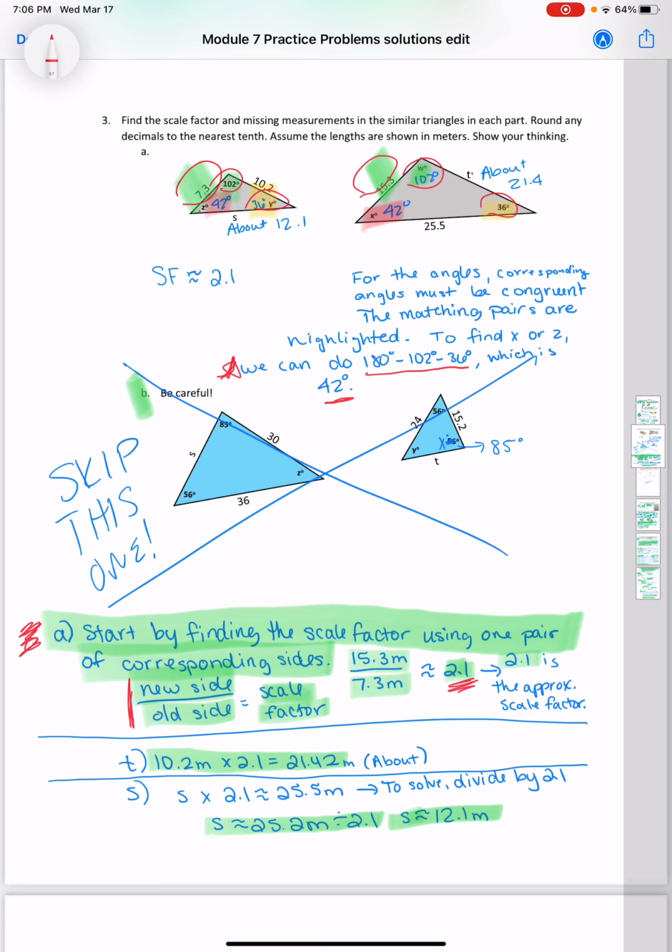To find T, I can do 10.2 meters times 2.1, and I get about 21.4 meters for this side. And for S, I want a smaller value, so I can do 25.5 meters divided by that 2.1, or 2 1/10. And for S, I get about 12.1 meters. Okay.